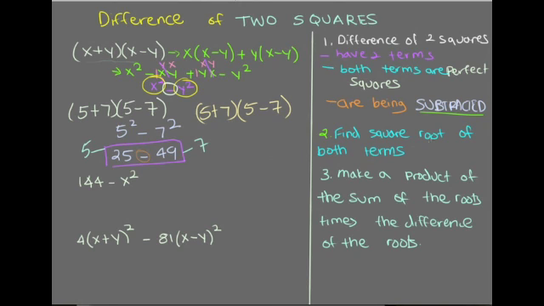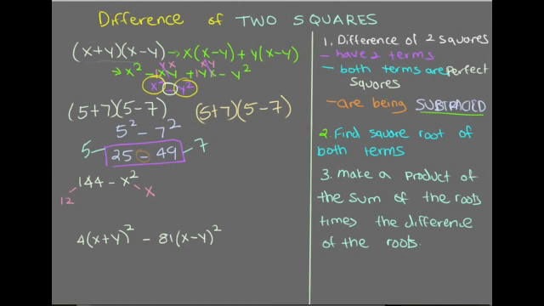Next, we have to find the square root of both the terms because they're perfect squares, right? So what's the square root of 144? Well, square root of 144 is 12. And what's the square root of x squared? Square root of x squared is x because x times x is x squared.